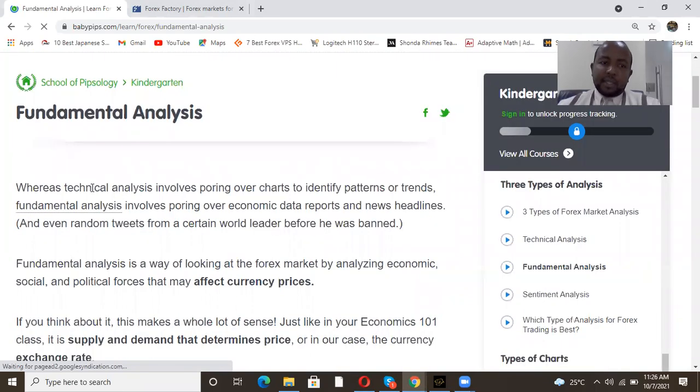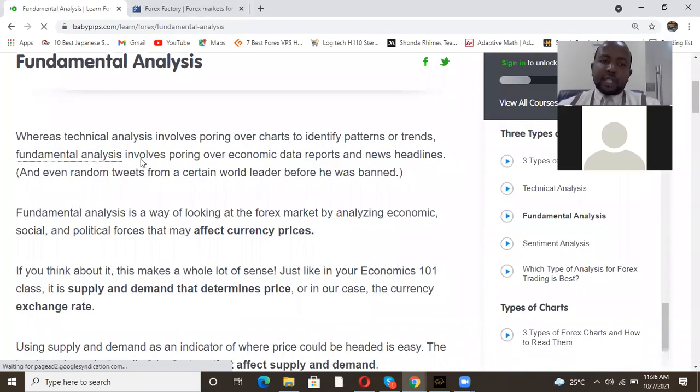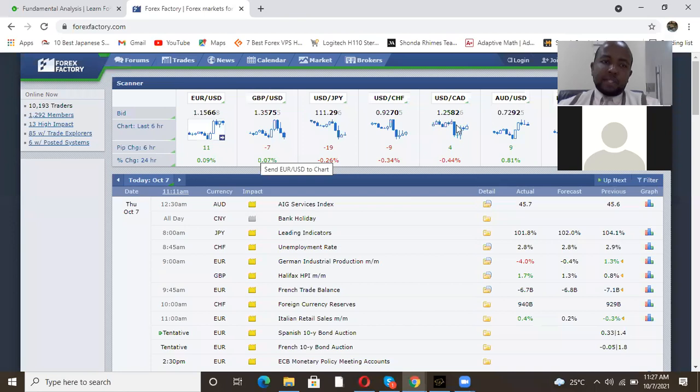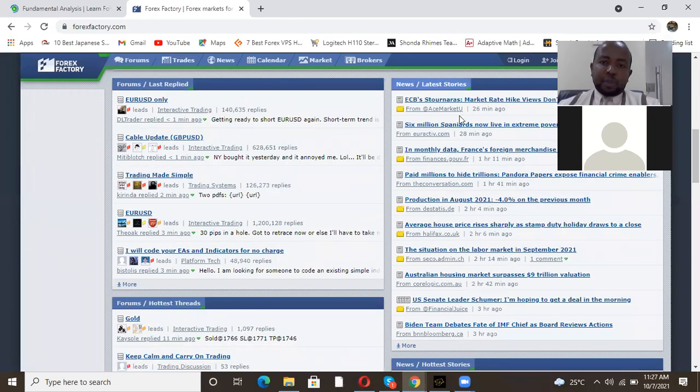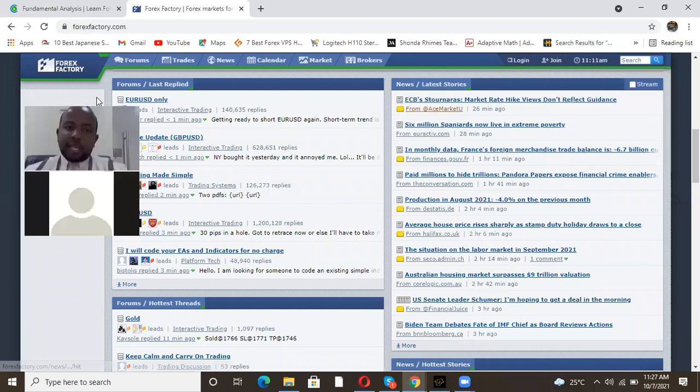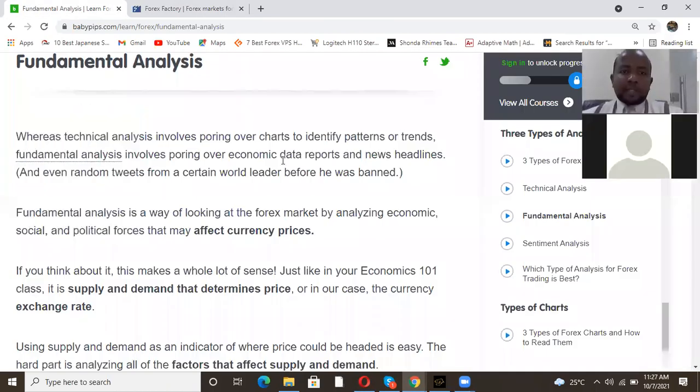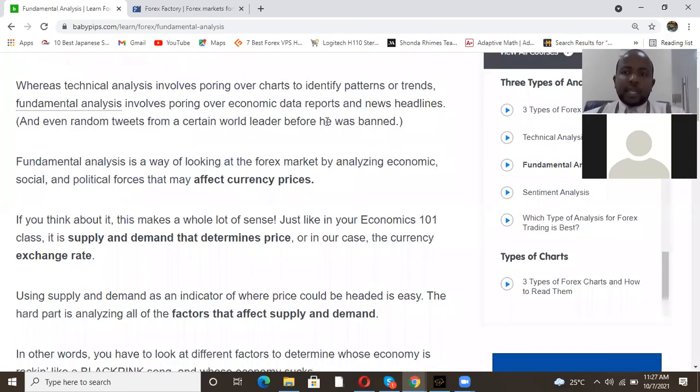So what about fundamental analysis? Where technical analysis involves poring over data to identify patterns or trends, fundamental analysis involves poring over economic data and news headlines. That's why I have this site here. You can see we have news and latest stories. ECB's market rate hike views don't reflect guidance. 6 million Spaniards now live in extreme poverty. In monthly data of France, foreign merchandise trade balance minus 6. So these are news headlines. That's what we are touching on, fundamental analysis. We are looking at poring over economic data, reports, and news headlines.